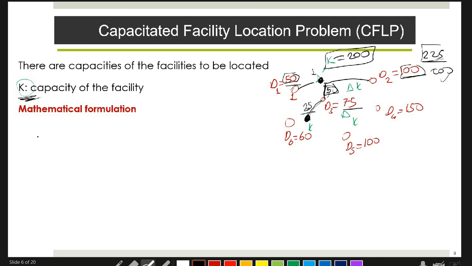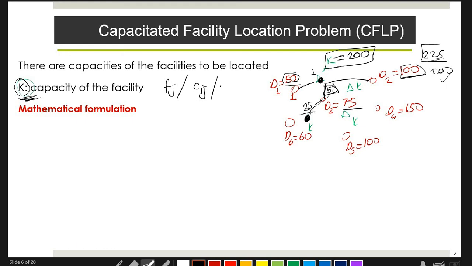Actually, this formulation is very similar to the previous one. We are using the same cost parameters. Fj is the fixed cost of opening facilities. Cij is the cost of satisfying the demand. This K is a parameter which gives us the capacity of the facility.